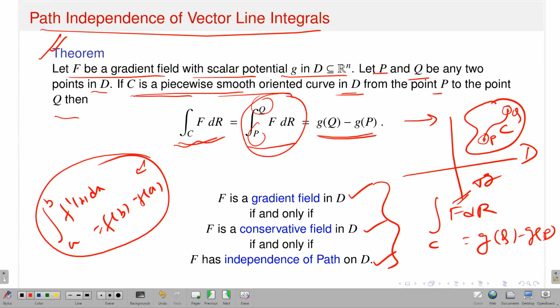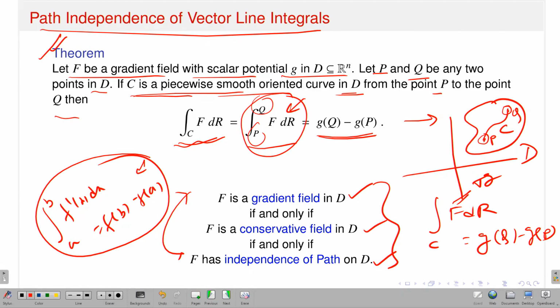So if my vector field is a gradient vector field, then you can calculate the vector line integral of capital F over any contour C in the domain with starting point P and ending point Q as exactly the value of the scalar potential G at Q minus the value of G at P, like the fundamental theorem in the integral calculus in your single variable case. And this is a notation I am writing. So this is a very nice observation, or I should say theorem.